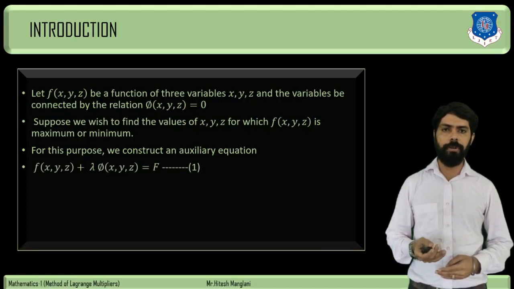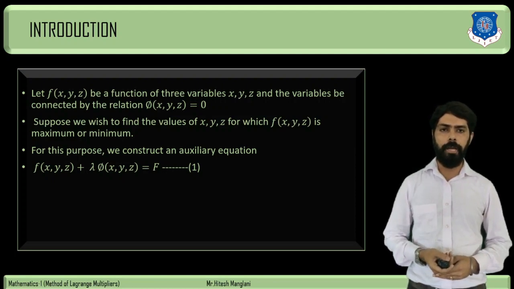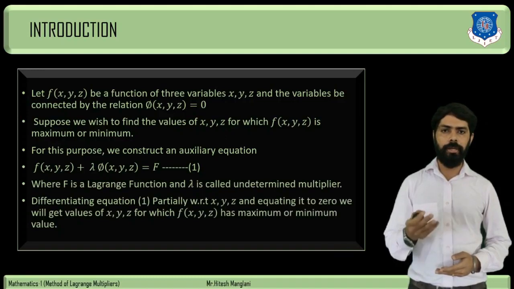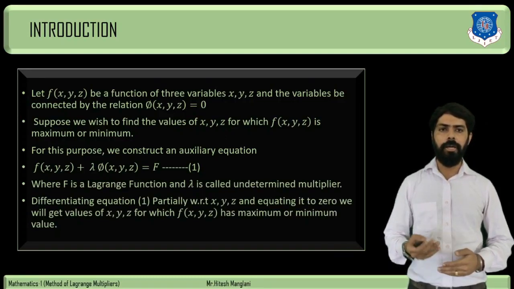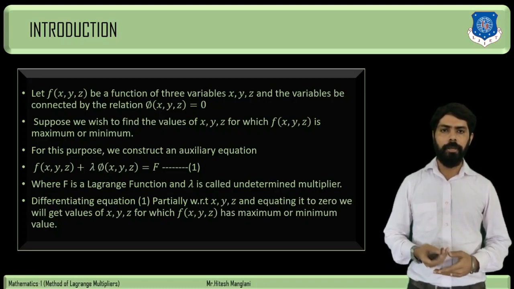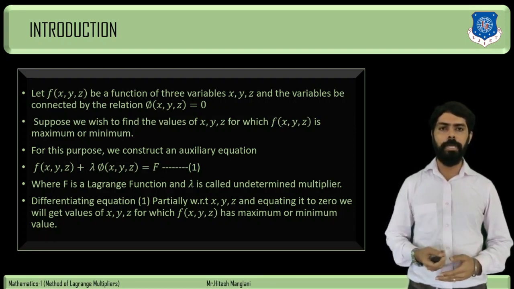This equation is given by f of x, y, z plus lambda into phi x, y, z is equal to capital F. Here f of x, y, z is the function which is to be maximized or minimized, and lambda is the undetermined multiplier, and phi x, y, z is the constraint or some condition, and capital F is called Lagrange's function. So here you can see that capital F is a Lagrange function, lambda is called the undetermined multiplier, phi x, y, z is the condition given in the question, and f of x, y, z is the function which is to be maximized or minimized.